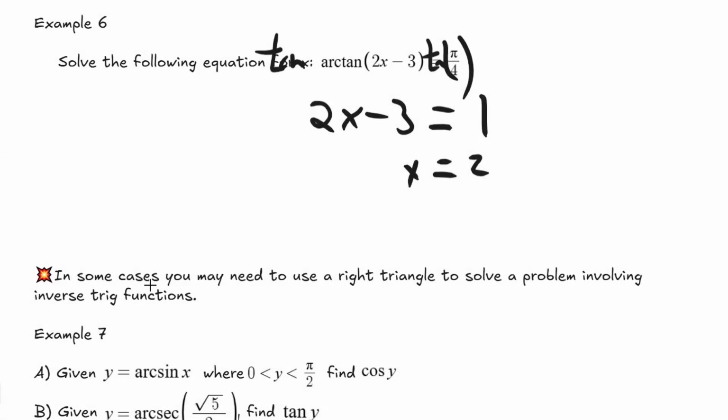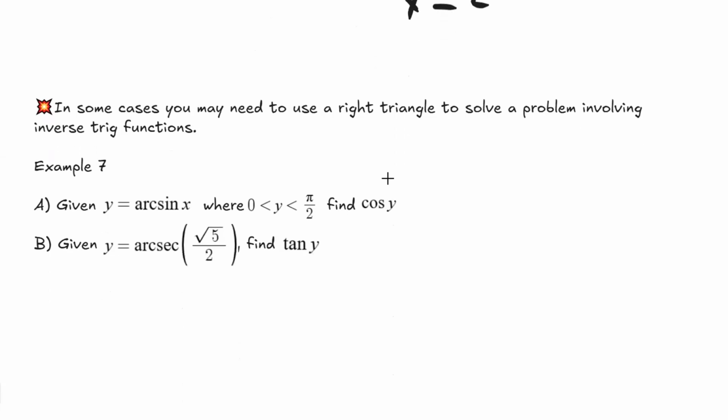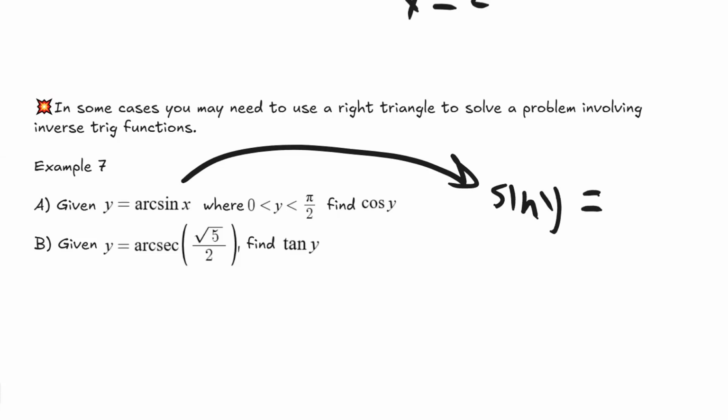Now, in some cases, you may need to use a right triangle to solve a problem involving inverse trig functions. So for example, if we have y equals arcsine of x, where y is between 0 and pi over 2, we want to find cosine of y. So because y equals arcsine of x, you know that if I take the sine of both sides, sine of y has got to be equal to x.